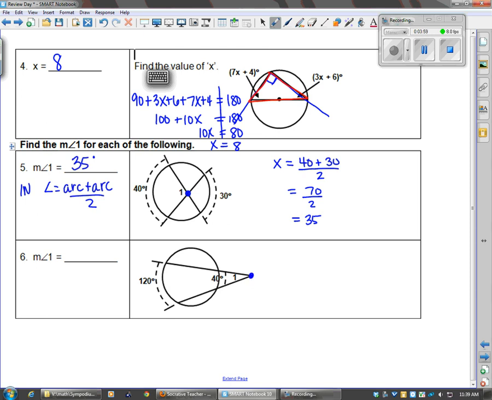Number 6, your vertex is outside of the circle. So the angle equals the arc minus the arc, cut in half. Okay, the angle is what we're looking for. We'll call that x. The big arc is 120. The little arc is 40. Please subtract bigger minus smaller so that we always get positive numbers. So 120 minus 40 is 80. Divided by 2 is 40.